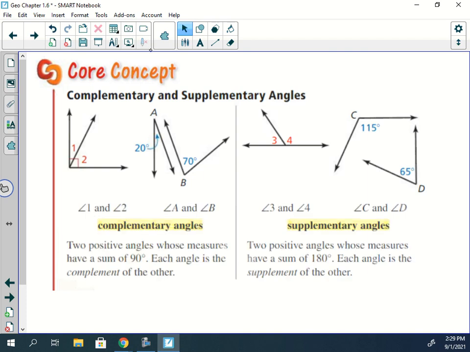Two angles are considered supplementary if they add together to be 180. So if I can take two angles and add them together to be 180, they are considered to be supplementary angles. Complementary angles add up to be 90.